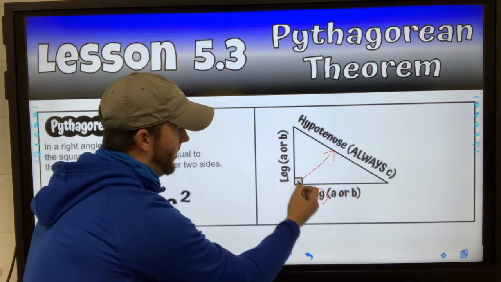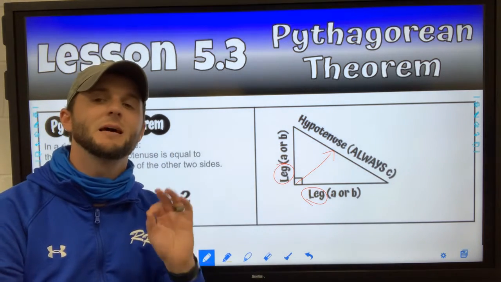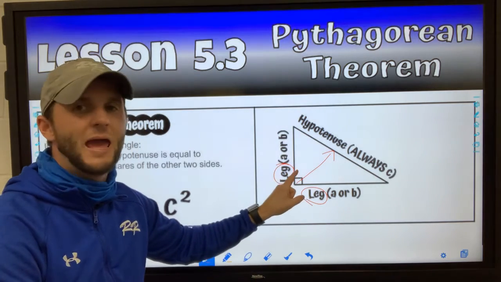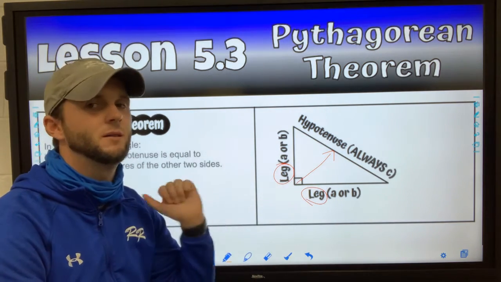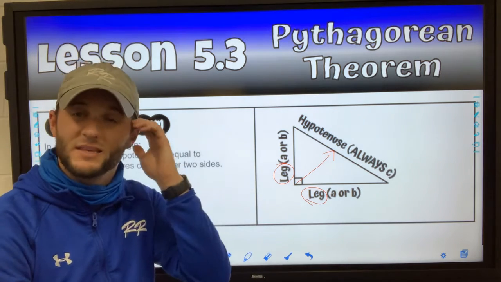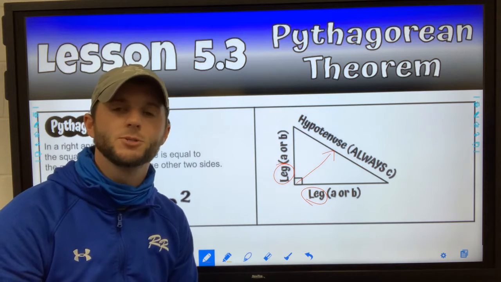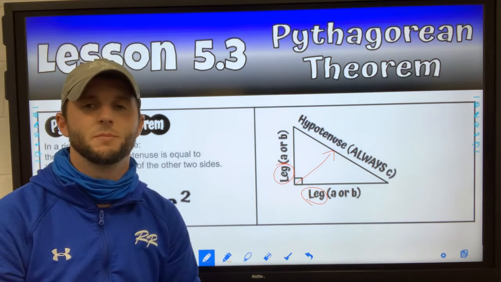Now the other two sides are going to be known as your legs. So we have leg 1, leg 2. It doesn't matter. They're both your legs. It does not matter where you plug these into the problem. This leg could be A or B. This leg could be A or B. As long as you plug them in for A or B in both of those, it's going to work out. This is the Pythagorean Theorem. So what I'm going to do is I'm going to jump over to the examples, and we're going to actually apply this theorem and find out how to use the Pythagorean Theorem.